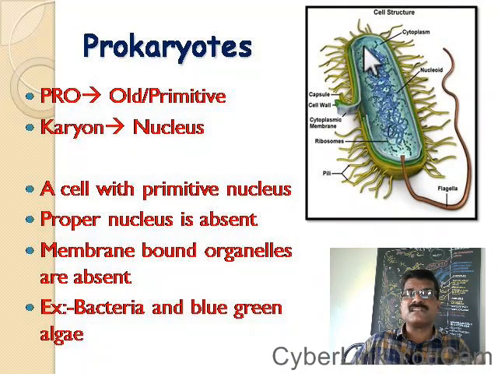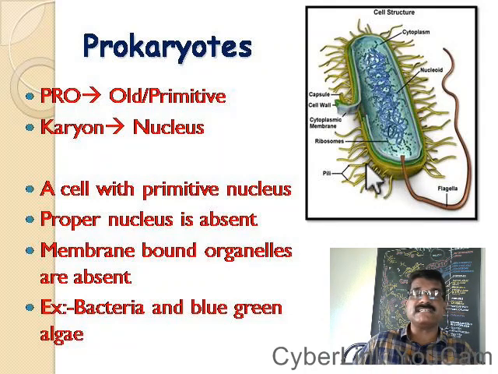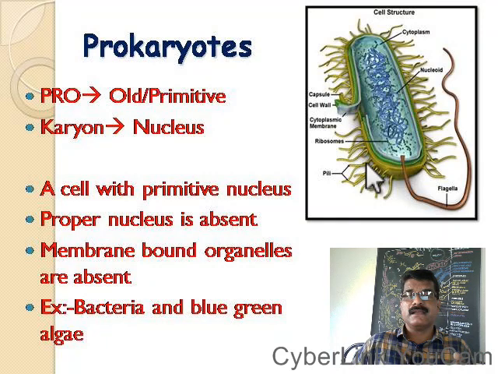See, here you cannot see a proper nucleus. A proper nucleus is absent. That means the cell is primitive, the nucleus is primitive. Here the nucleus is known as the nucleoid. And in this cell you cannot see the membrane bound organelles that we discussed earlier, like chloroplast, vacuole, mitochondria and so on. So such membrane bound organelles are absent in this cell.